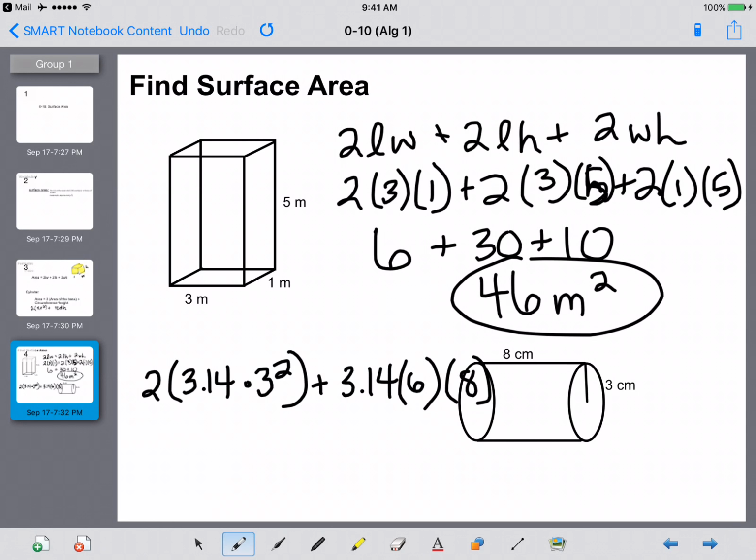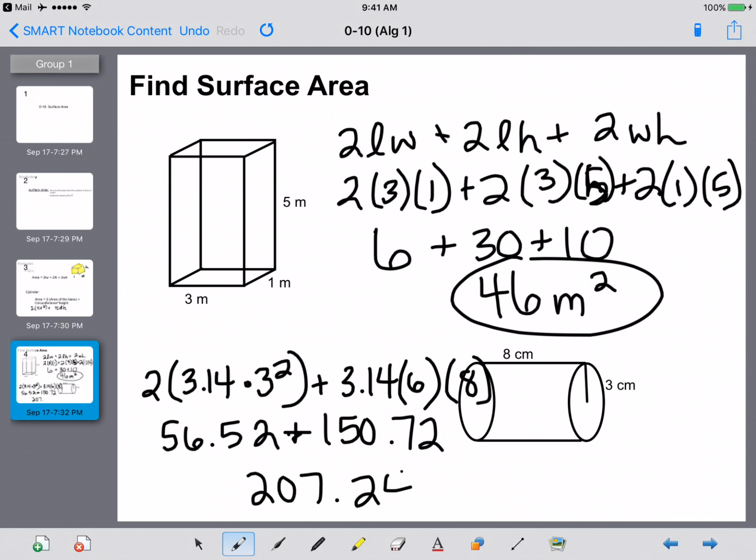So now we've got to simplify. 3 squared is 9, times 3.14, times 2, gets us 56.52, plus 3.14 times 6 times 8 is 150.72. 56.52 plus 150.72 gets us 207.24. Our label would be centimeters squared. Okay, so it's just a matter of knowing your formulas and then being able to plug them in and solve them appropriately.